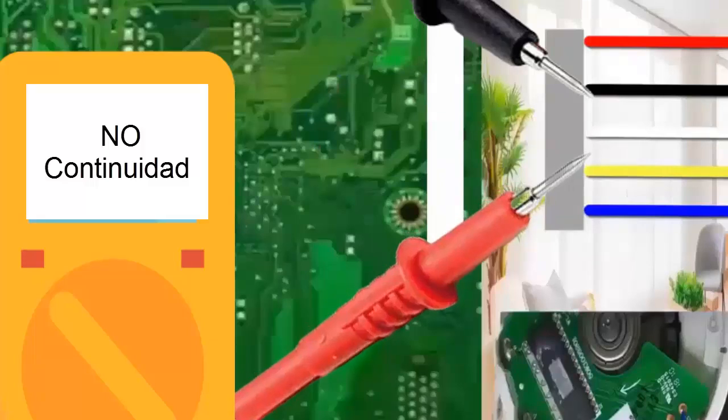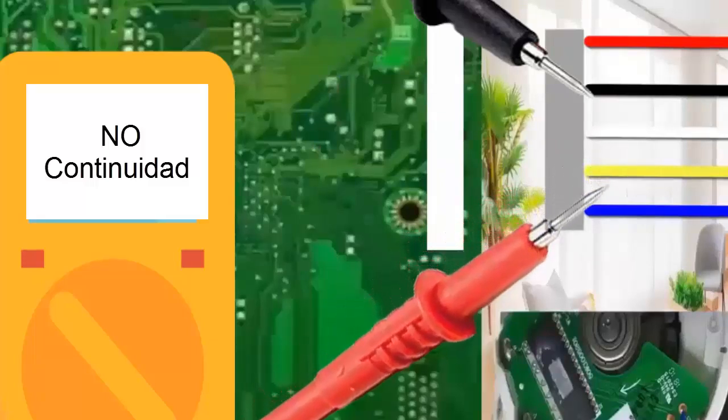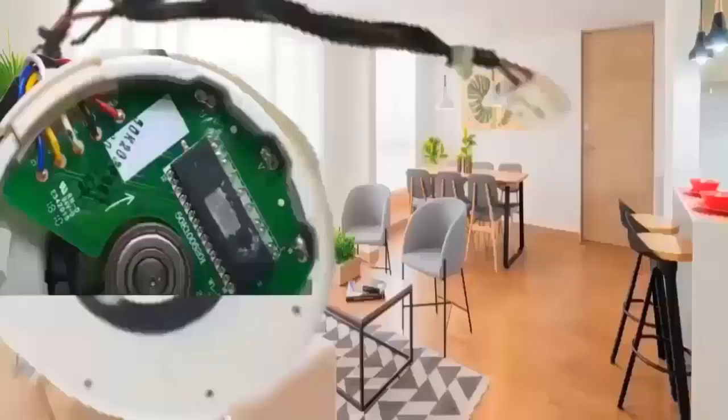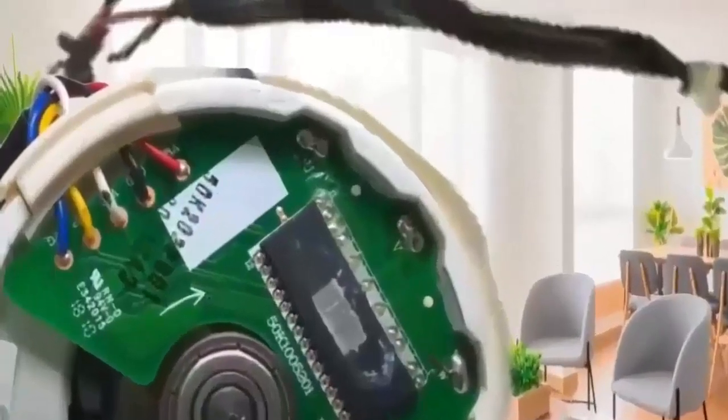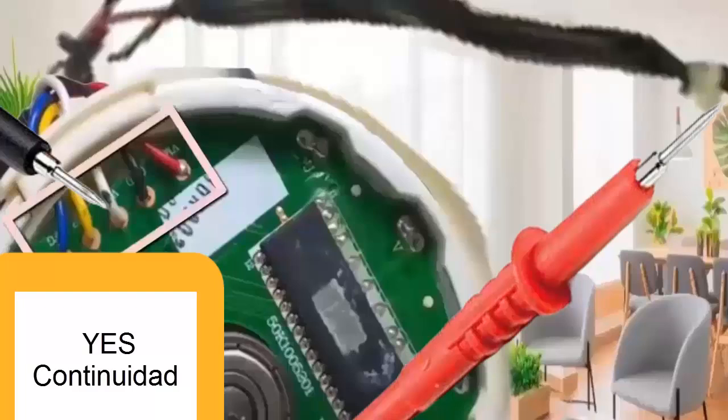3. On the continuity or buzzer setting, there should be no continuity between the black wire and any of the other remaining wires. 4. If all previous tests are passed, it is recommended to check for obstructions and ensure the fan motor spins freely with it disconnected, ruling out any mechanical issues.